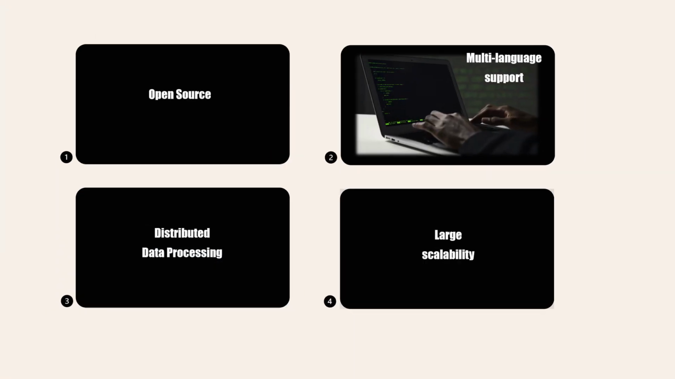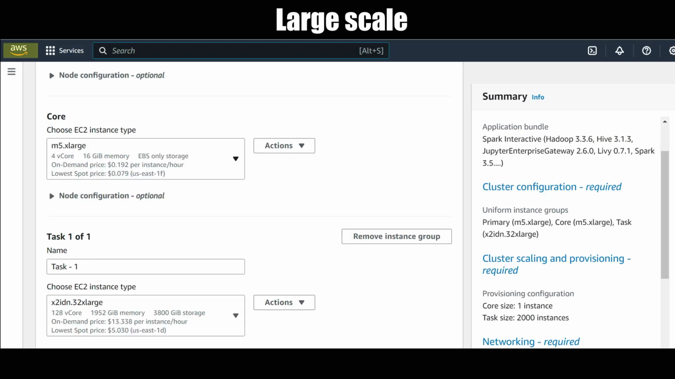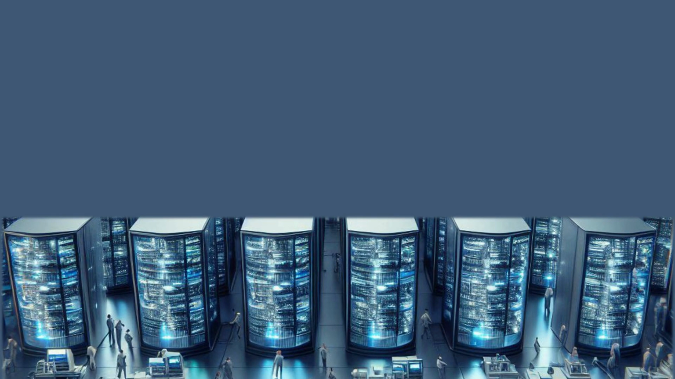Spark has large scalability. An idea about its scalability can be derived from the fact that within AWS, you can create an EMR cluster with Spark installed on it, and you can keep a 2000 instance cluster, each of close to 2 terabytes of memory. I mean, can you imagine almost 2 terabytes of memory with 2000 instances? That's huge. Meaning, you can horizontally scale any Spark cluster.